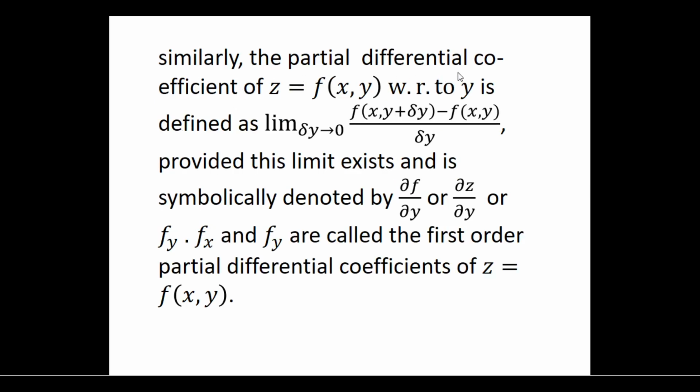Similarly, the partial differential coefficient of z with respect to y is defined as limit delta y tends to 0 f of x comma y plus delta y minus f of x comma y divided by delta y, provided the limit of this function exists and is symbolically denoted as dou f by dou y or dou z by dou y or fy. Fx and fy are called the first order partial differential coefficients or partial derivatives.